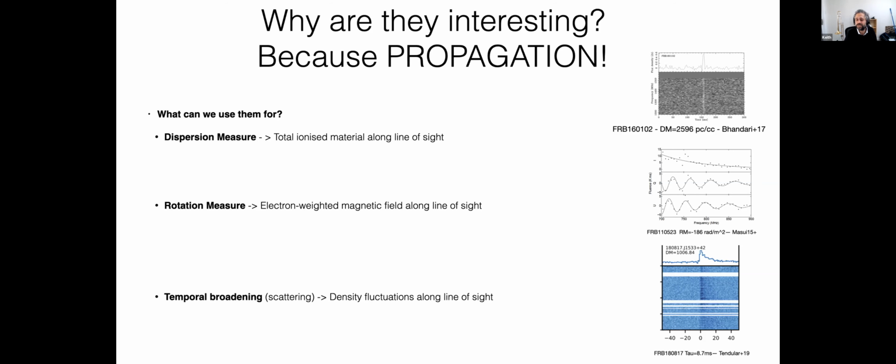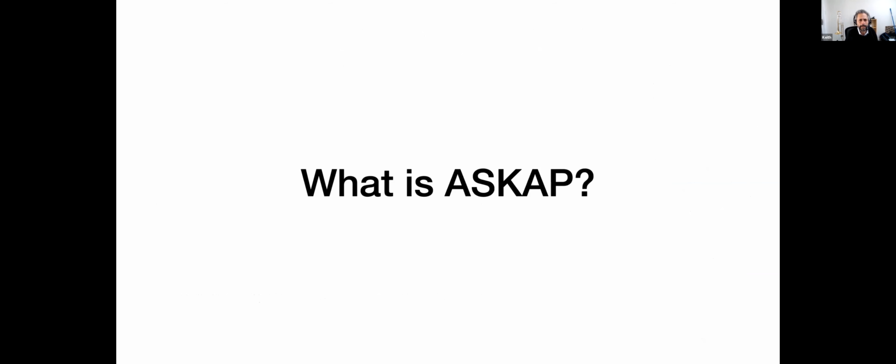And I think that's kind of cool because especially the top one, the dispersion measure and the temporal broadening, you can't really measure them using any other technique other than having an impulsive radio wave. So that's a useful thing that FRBs can do that you can't do any other way. My title was a little bit weird, FRBs with ASKAP.